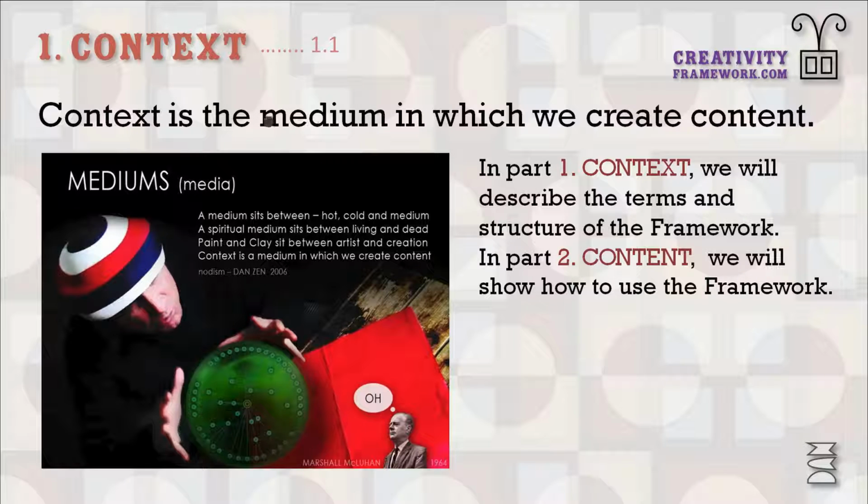So context is the medium in which we create content. And that's kind of cool. We'll see what that means. A medium just sits between hot, cold, and medium. A spiritual medium sits between the living and the dead. Paint and clay, they're an artist's medium, etc. So here we have inventor Dan Zen with a node globe. Not sure if you can see that. This is a radial hierarchy. And there's Mr. Marshall McLuhan going, oh, okay, that's what a medium is.